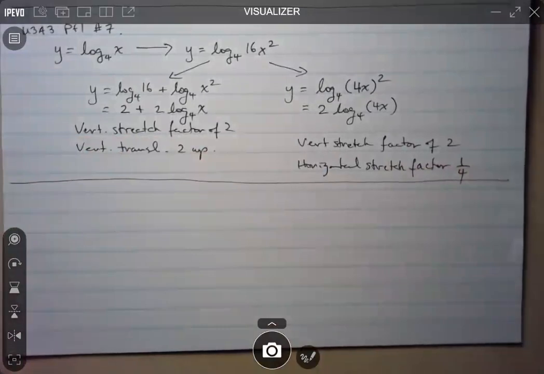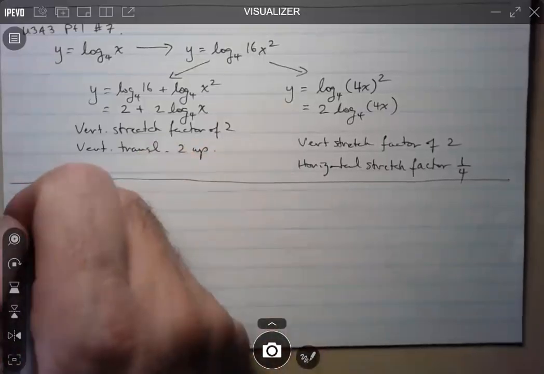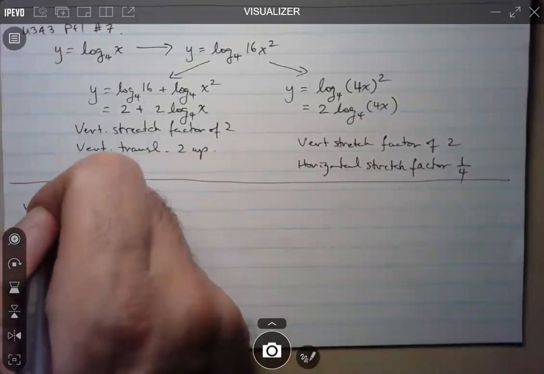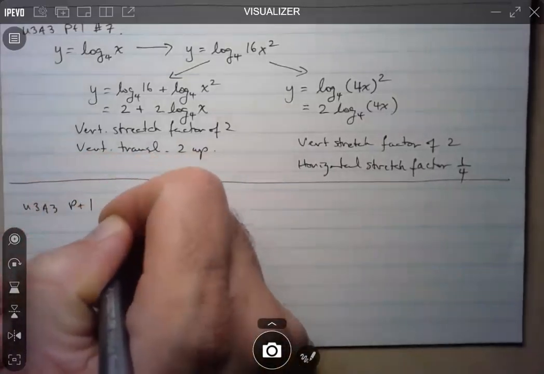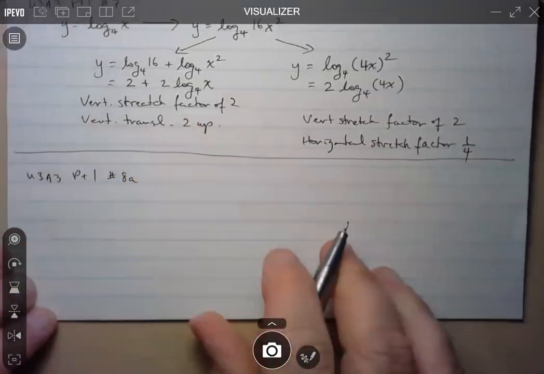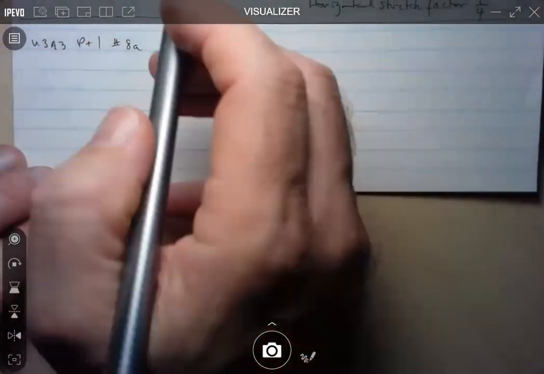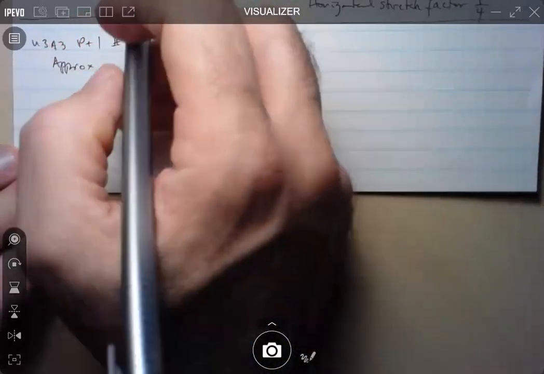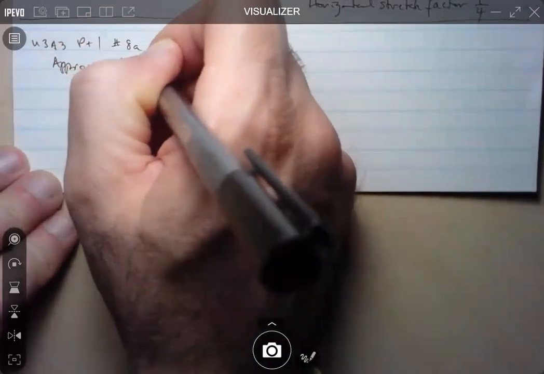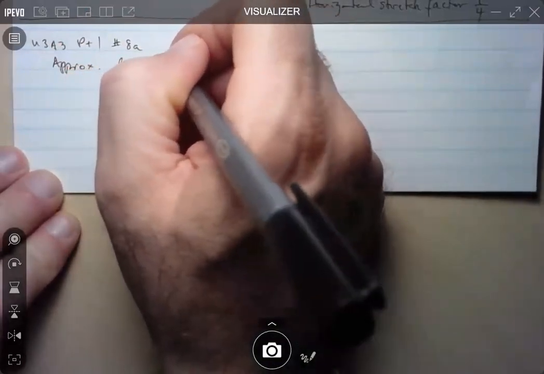So the next one from part 1 is 8a. So let's see what 8a is asking us. So it says use your calculator to find each of the following to 3 decimal places. Okay, so here it's still unit 3, assignment 3, part 1, number 8a. And here we want to approximate log base 19 of 264.